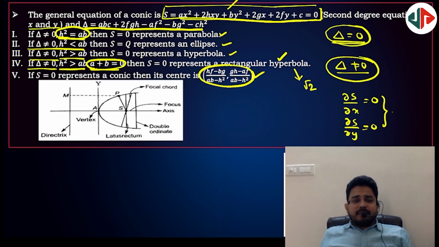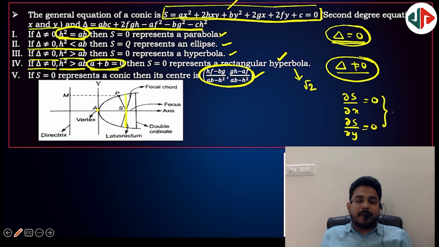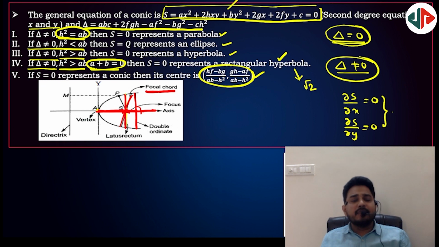Look at this diagram. This is the directrix. This is the vertex. This is the perpendicular line through the focus perpendicular to the axis, called the latus rectum. Any line perpendicular to the axis is called a double ordinate. And any line through the focus is called a focal chord.